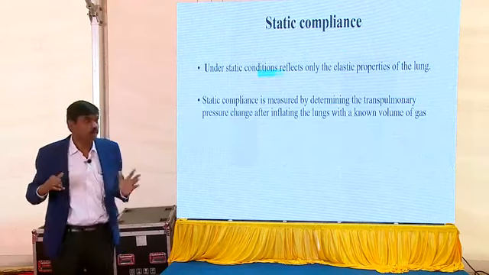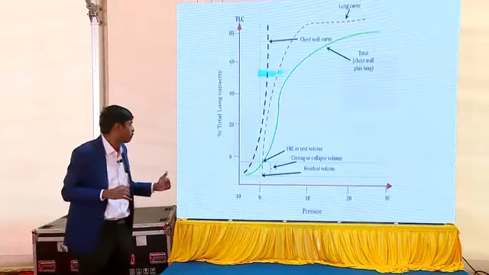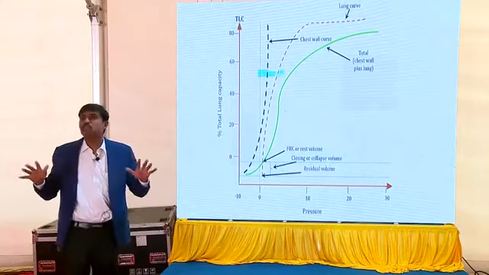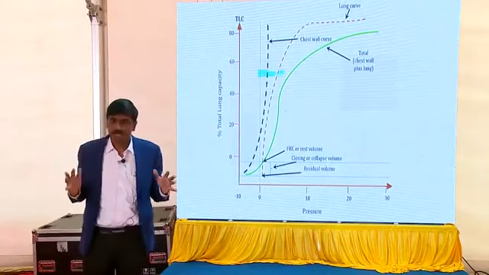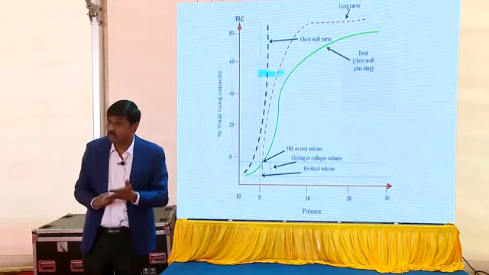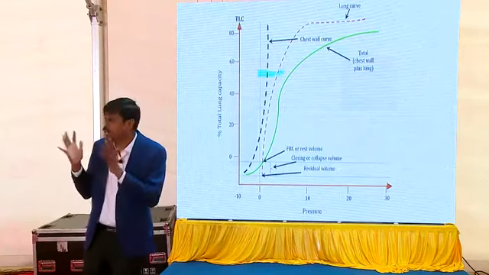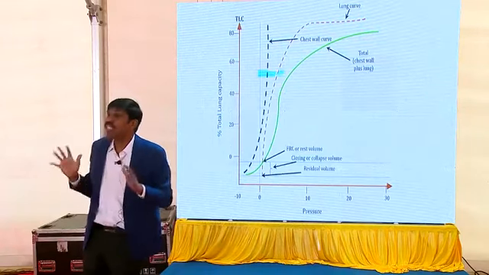Okay, what's dynamic compliance? Now, dynamic compliance is what is in real time. Here we have the lungs, the pleura, the muscles, the chest wall. So everything together adds to the compliance. That's called the dynamic compliance.